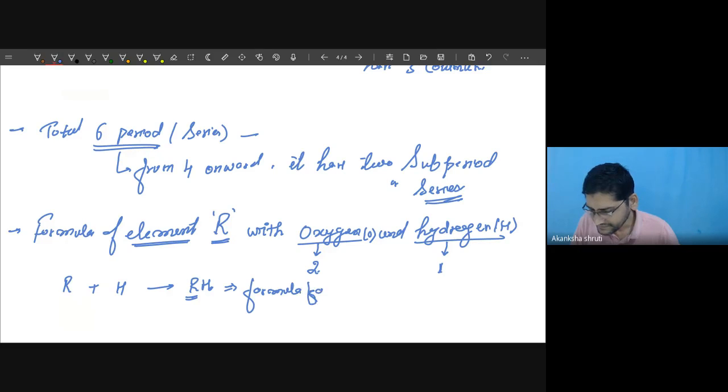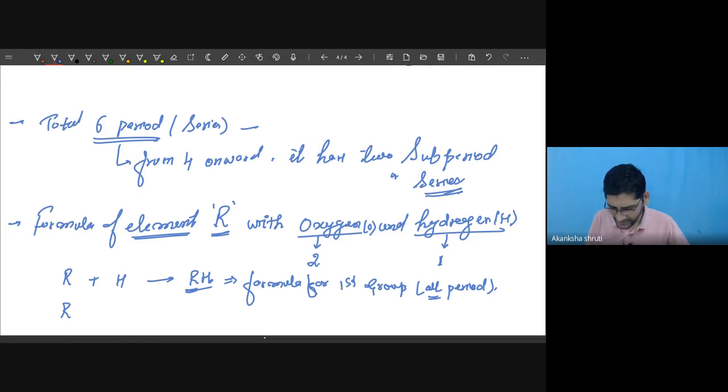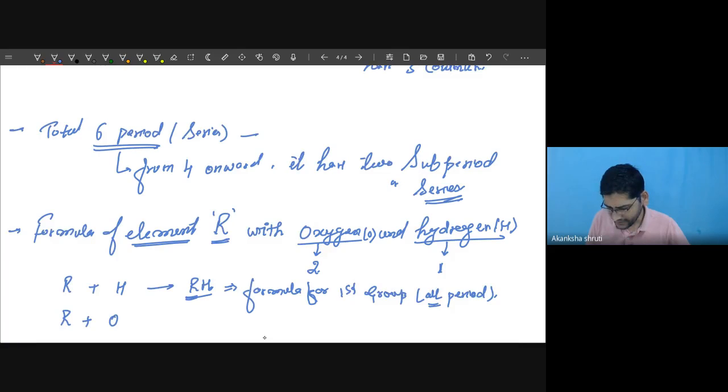So this will be the formula for the first group and all the periods. Okay, now write in brackets: all periods. Whether first period, second period, whatever you are considering, the formula of their hydride form will be RH. But in place of hydrogen, if you are taking oxygen, which you know has the valency 2, R must be present 2 times to form its oxide. So this will also be the oxide formula. So match it, you will get it.